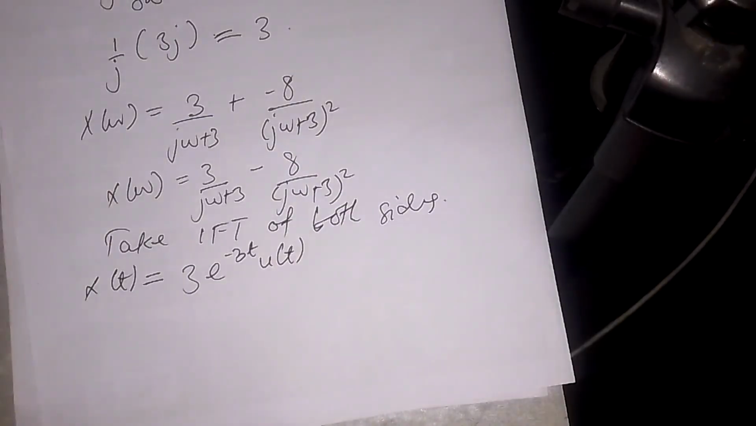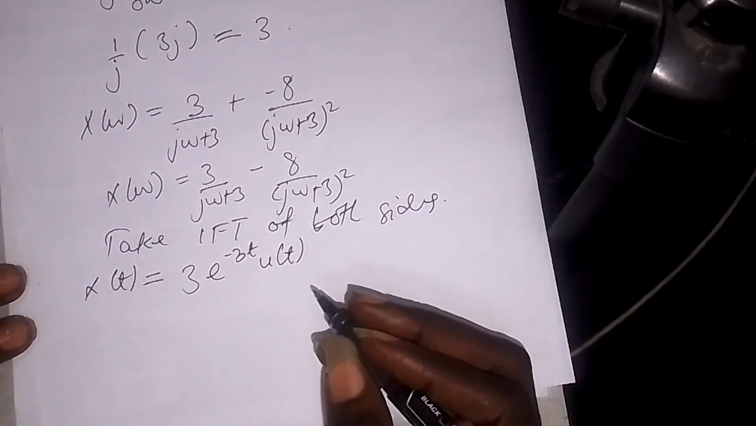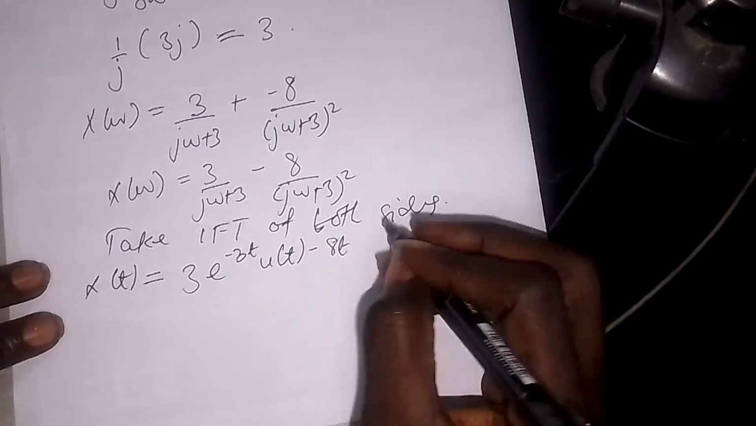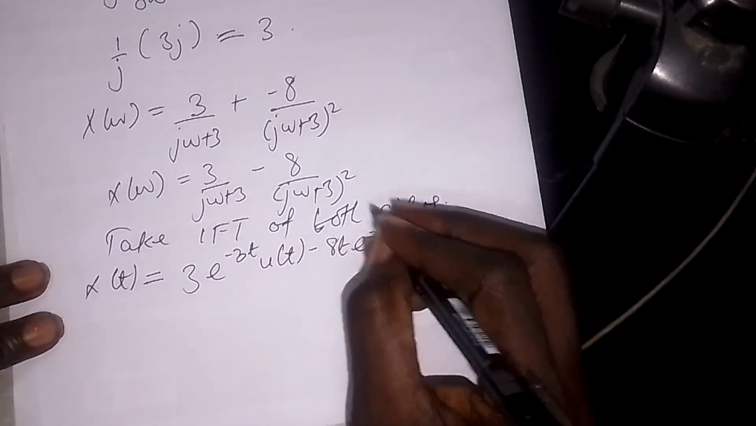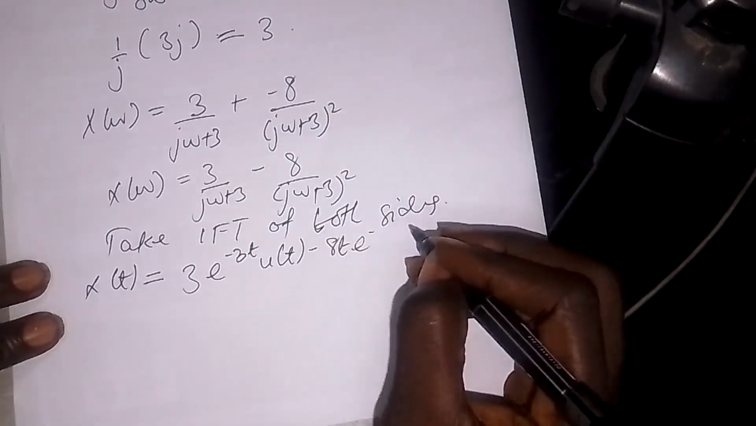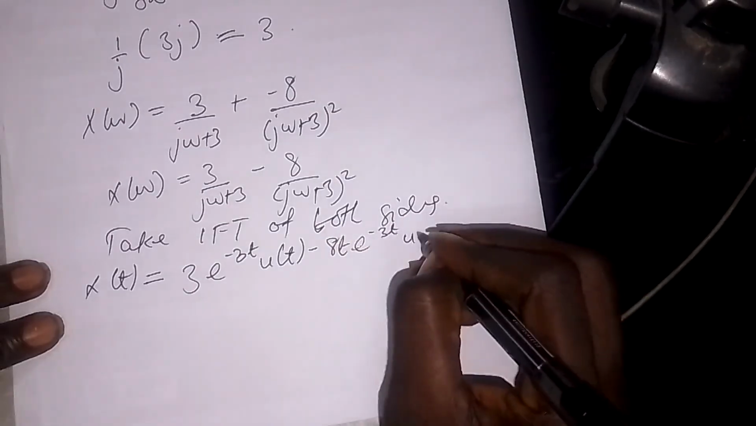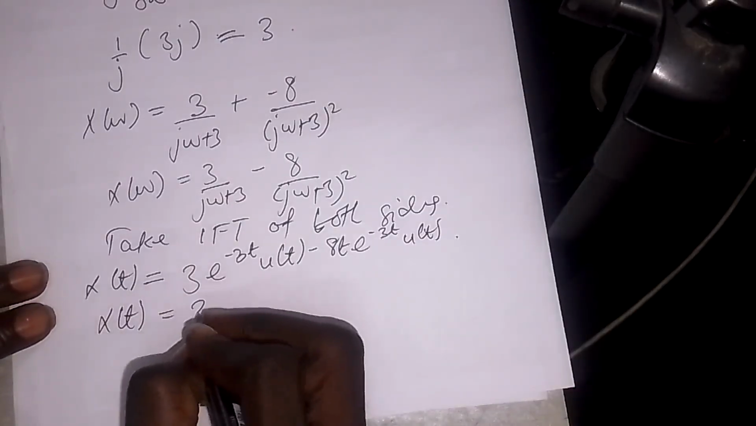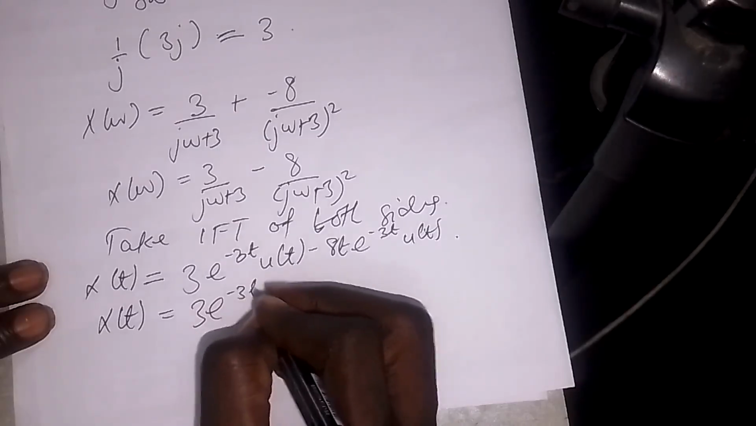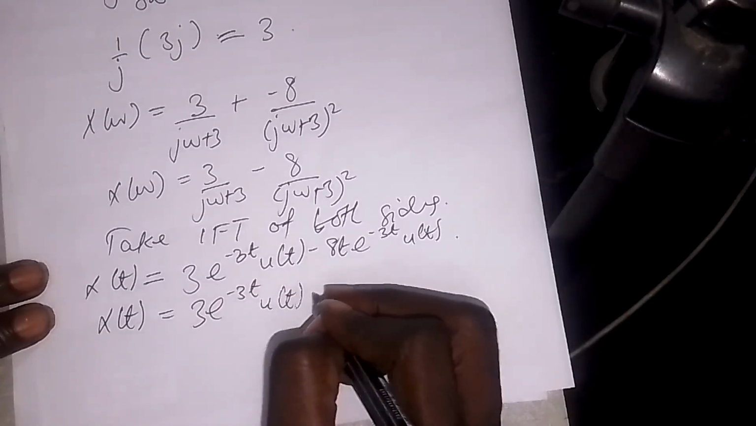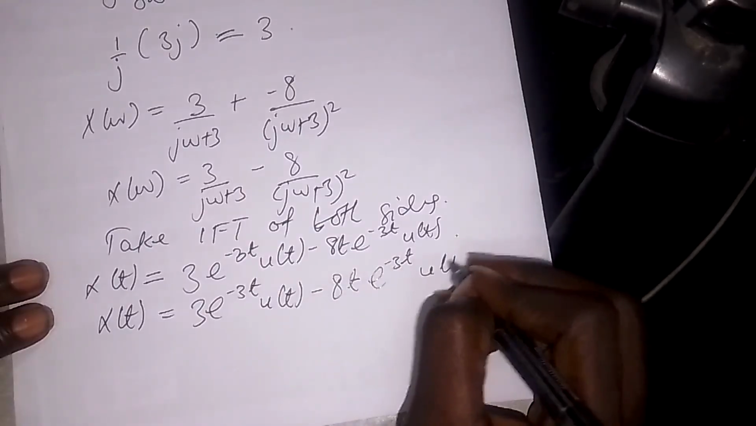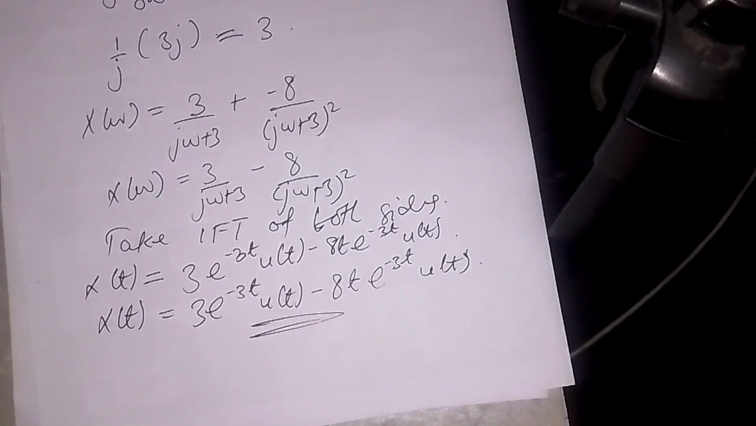So here I'm going to have minus 8t into e to the minus 3t u of t. So X of t, just rewriting it, is 3 e to the minus 3t u of t minus 8t into e to the minus 3t u of t. So that's the end of this particular question.